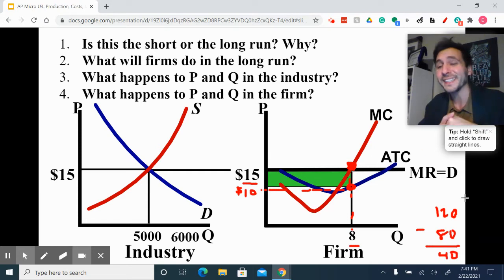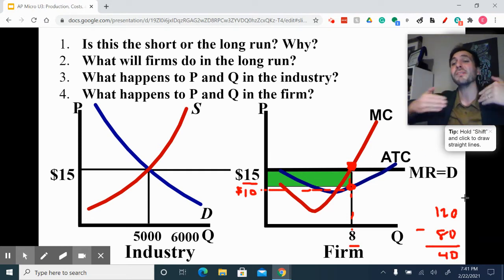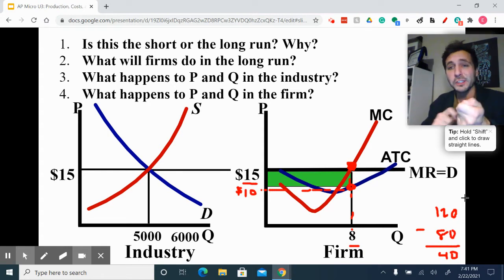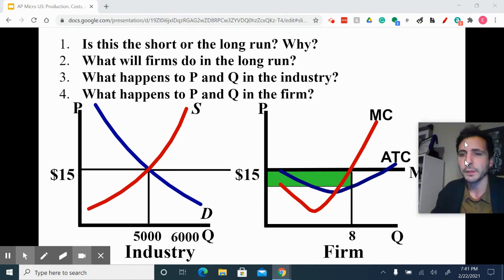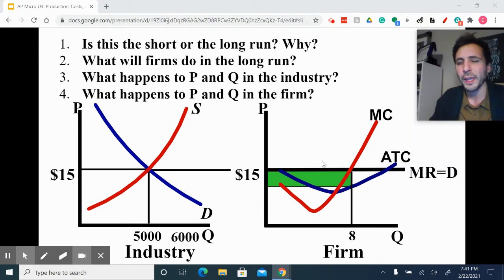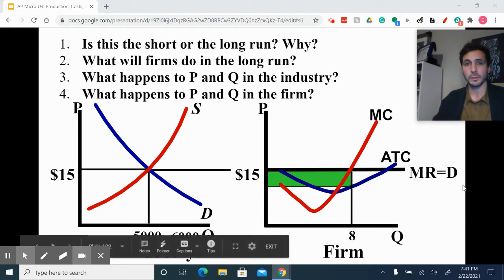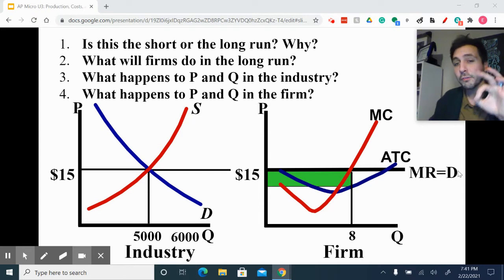You can identify this easily. As long as MR is above average total cost at the intersection between MR and MC, you're going to have a profit. When MR is below average total cost, you're going to have a loss. Okay? All right. So what will firms do in the long run if this is true? If we know that we have profitability here, what's going to happen in the long run? In the long run, firms are going to enter that market, right?